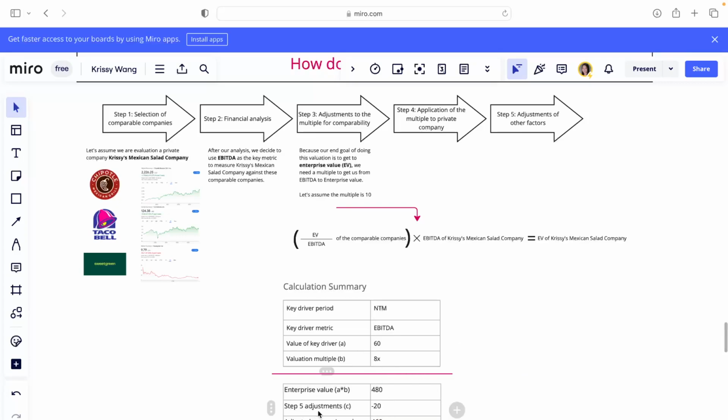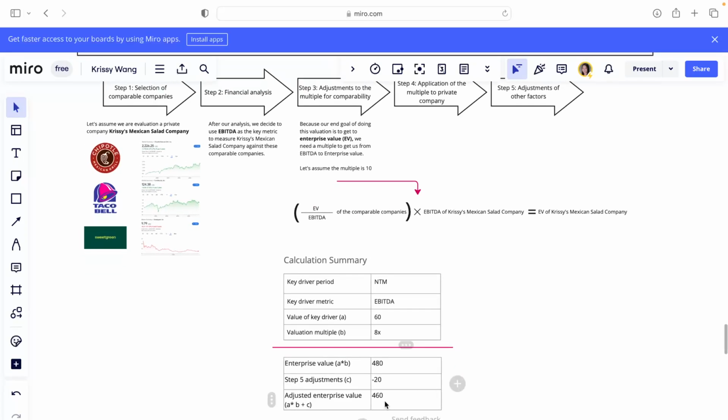And then you can apply additional adjustments as you see fit. This requires a lot of professional judgment from the valuation analyst. Therefore, I'm applying 20 for easy math. And therefore, you have an adjusted enterprise value of 460. So now the price that I have for my company is 460. Usually in private equity allocation, all these numbers are denoted either in thousands or millions. So it could be worth a lot more than just $460.